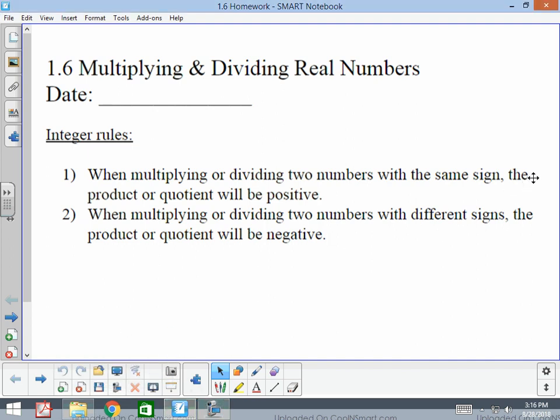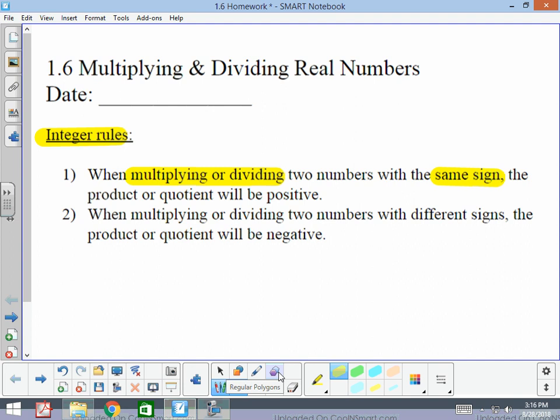In this video, we are going to review multiplying and dividing integers and fractions and maybe a little bit of decimals. So let's get started with our integer rules. Our integer rules for multiplying or dividing same signs: the product or quotient will be positive. When multiplying or dividing different signs, the product or quotient will be negative.